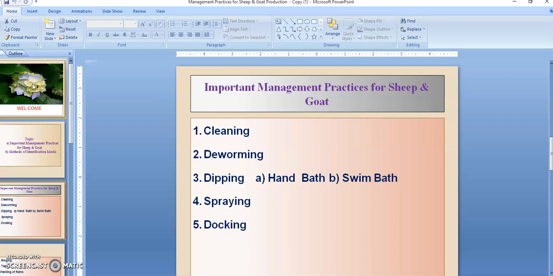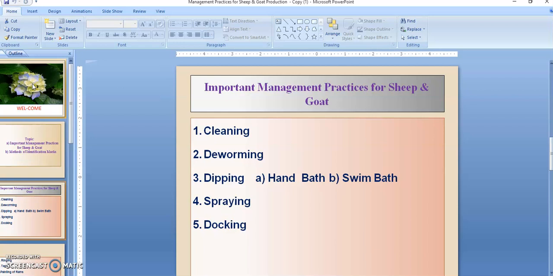The next important management practice is deworming. All of you know that there are two types of parasites living on the animal. First, the ectoparasites, which remain on the body of the animal, and second, the internal parasites, which live inside the body of the animal. These are also called endoparasites.